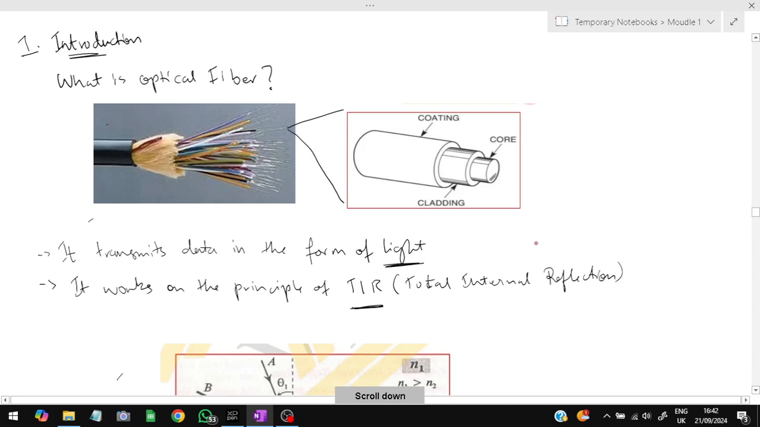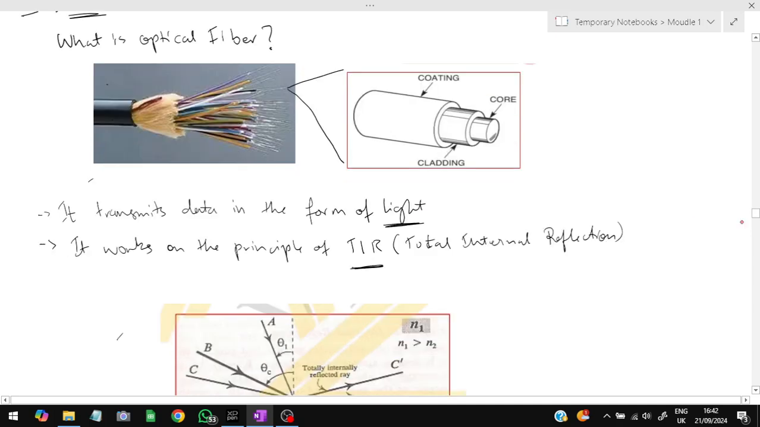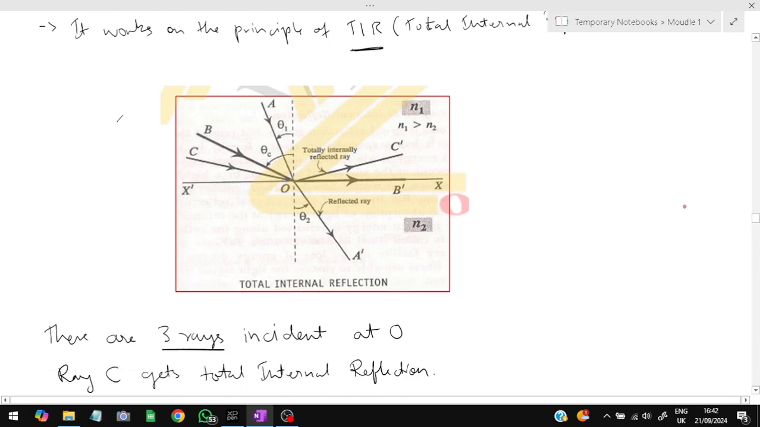Now let's have a look at the diagram where the reflection is happening at this level. Here three rays are there. Which are the three rays coming? A ray, B ray, and C ray. And this is the plane which is to be reflected or passed through, based on the angle. As you can see, A's angle is theta 1, B's angle is theta C, and C's angle is not given here, so it is more than theta C. That's what we can infer from this diagram.